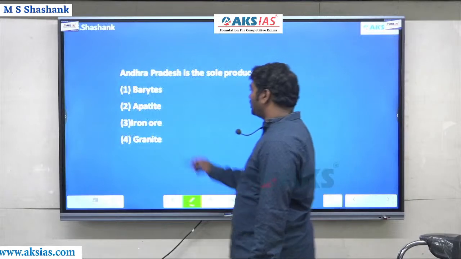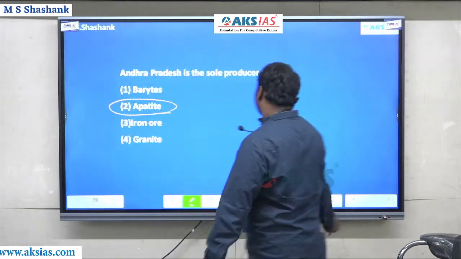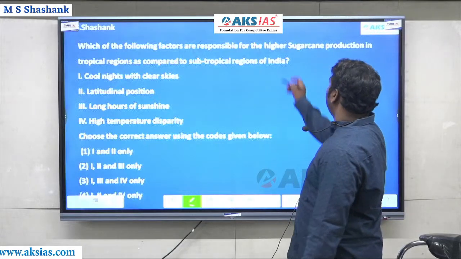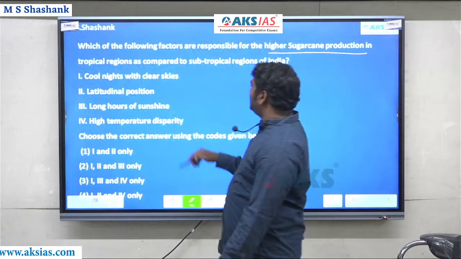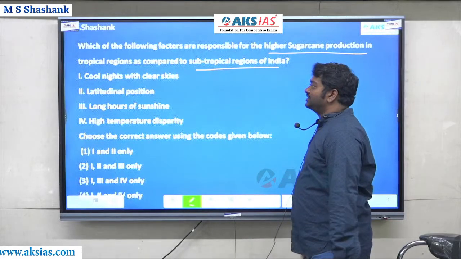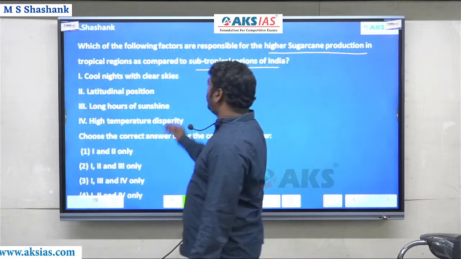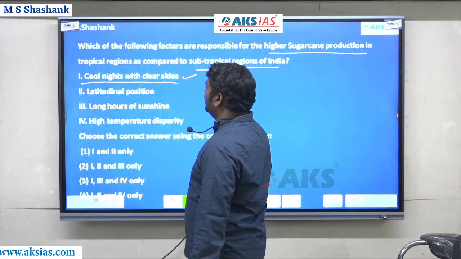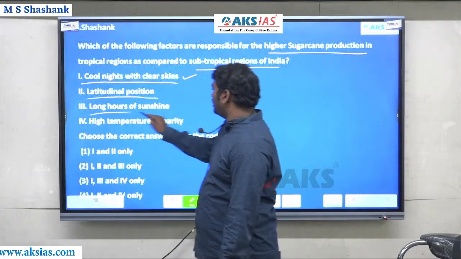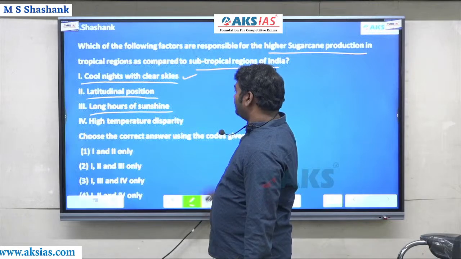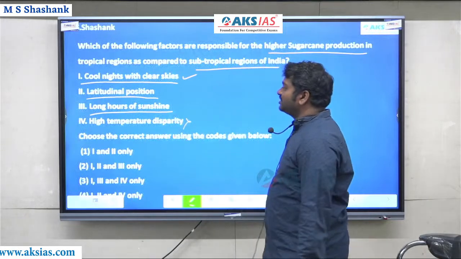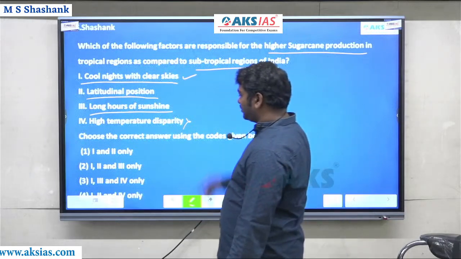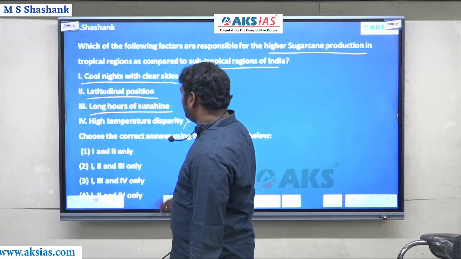Andhra Pradesh is the sole producer of apatite. Factual data again. Which of the following factors are responsible for the higher sugarcane production in tropical regions as compared to subtropical regions in India? So, cool nights with clear skies, latitudinal position helps, long hours of sunshine helps, high temperature disparity. Okay, this high temperature disparity doesn't happen in the tropical regions, but it will be there in the subtropical regions. So the answer is 1, 2 and 3.